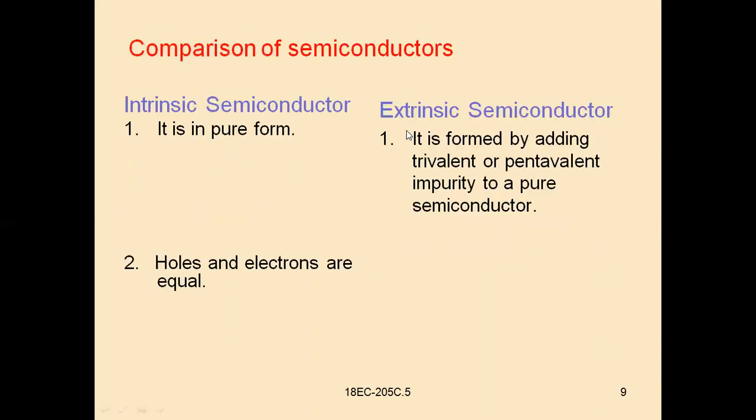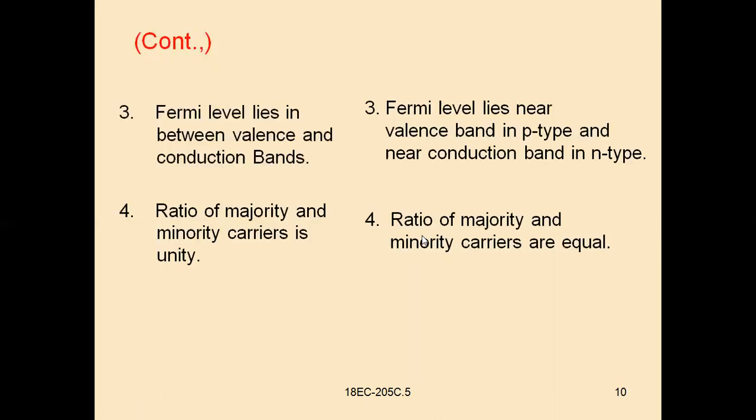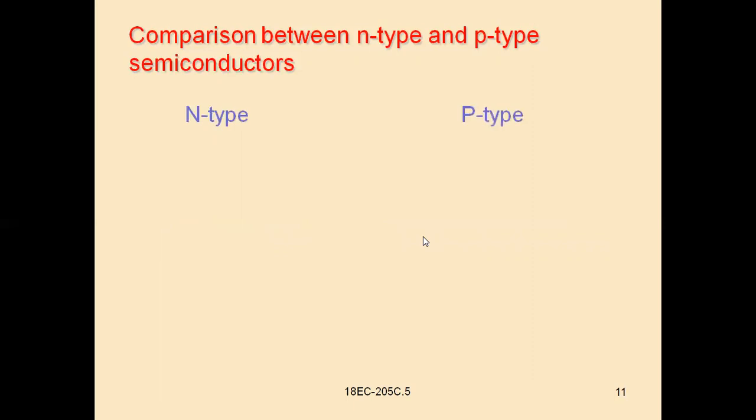So these 4 differences are enough between intrinsic and extrinsic semiconductor. Next, comparison between N-type and P-type semiconductor. What about the remaining?